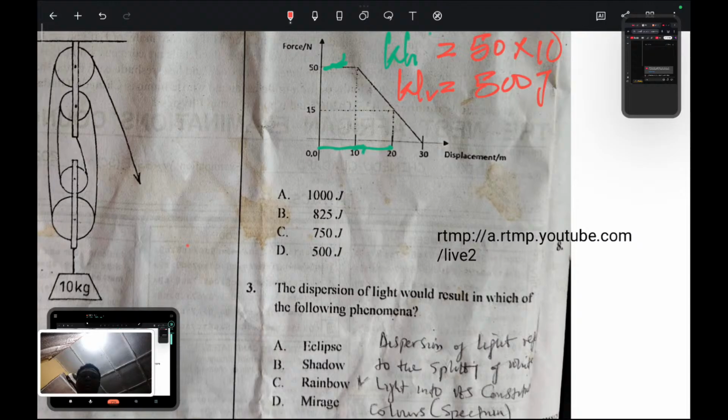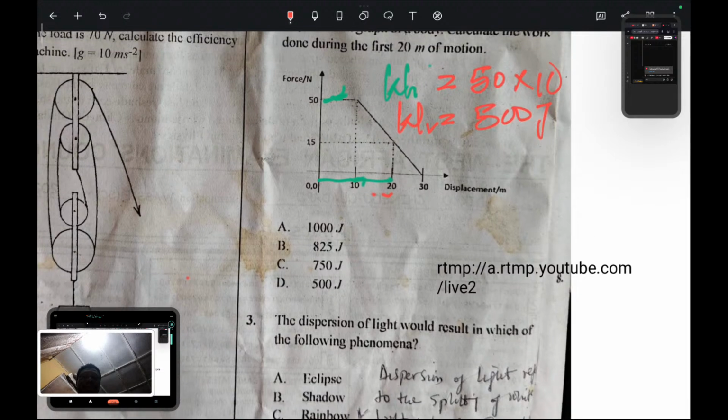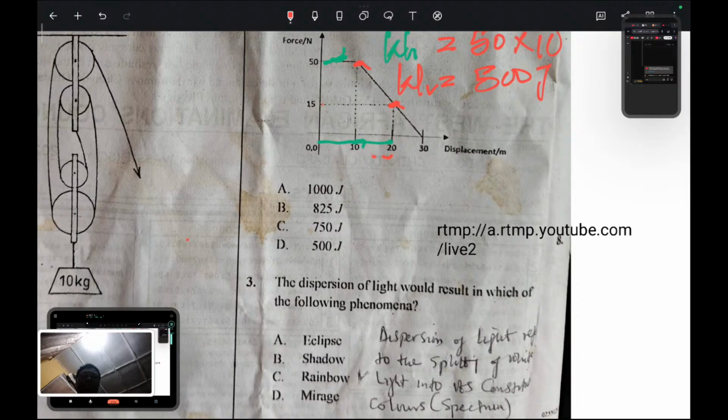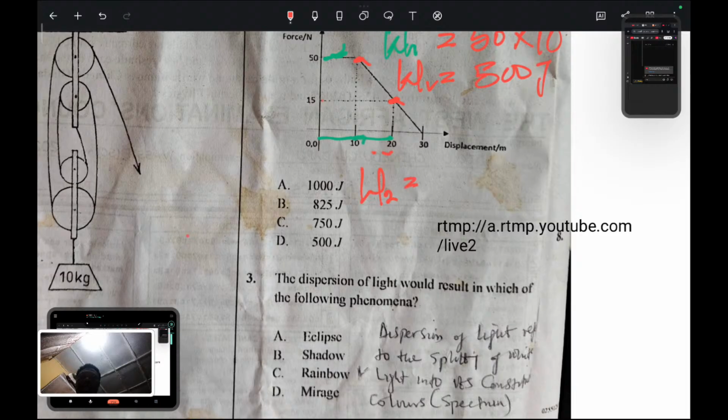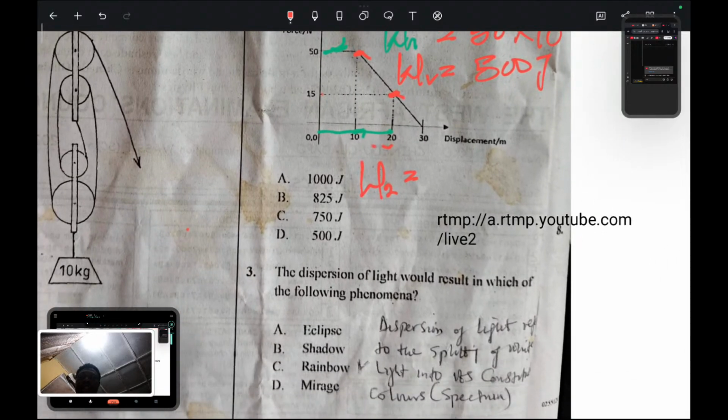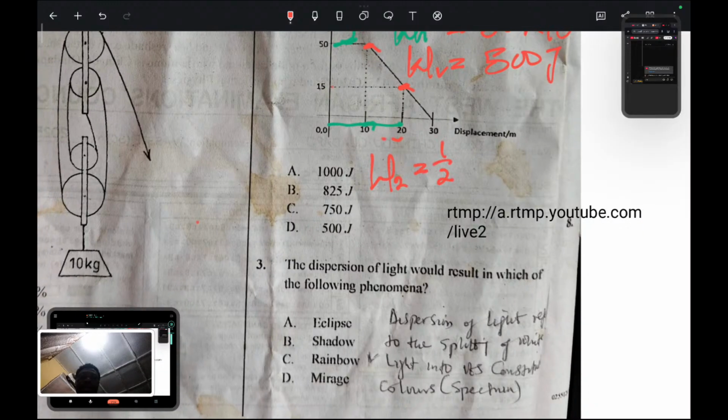This is 500 joules. Then from 10 to 20 now, the force decreases linearly from 50 to 15. Yes or no? If you observe, it decreases from here to here. So from 50 to 15. Is that clear? So our W2 will now equal what? What is the area? The area of a trapezium. We have half what?